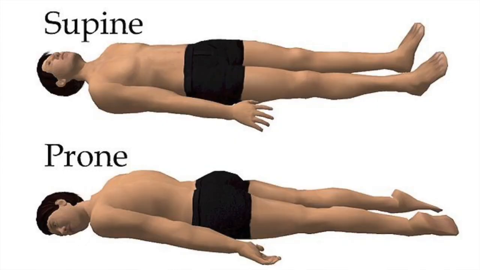Now, supinated and pronated can also refer to the body itself. If you're lying down on your back, that's supine, face up. And if you're lying face down and your back is up, you're lying prone. So kind of like the body is a hand, all right, prone and supine.